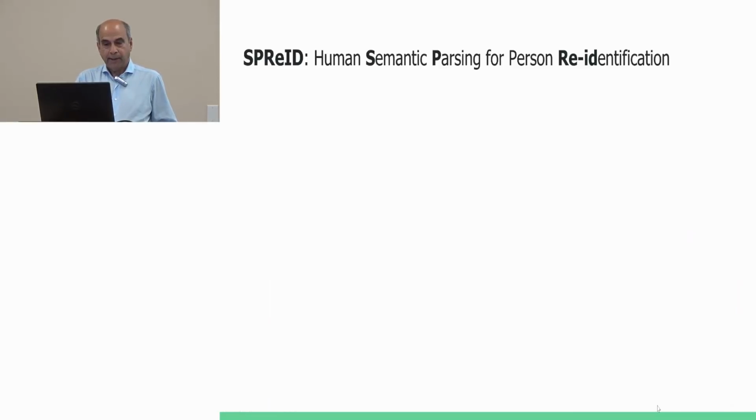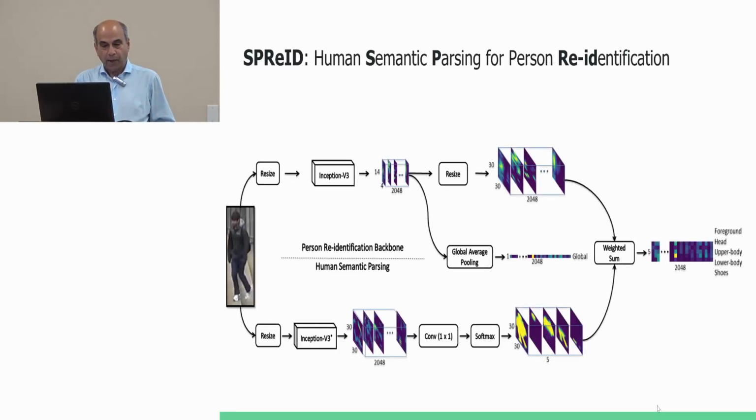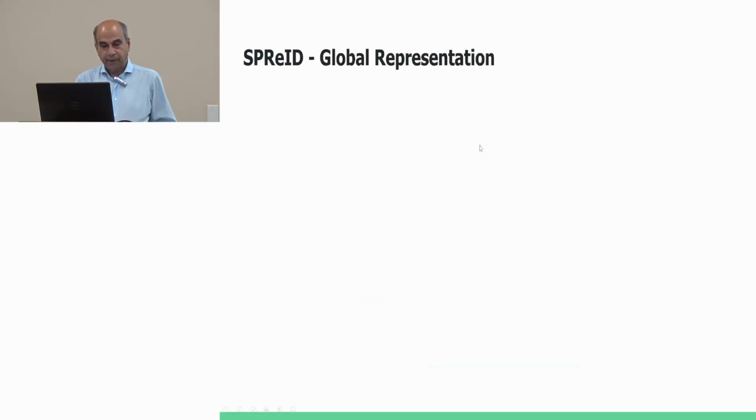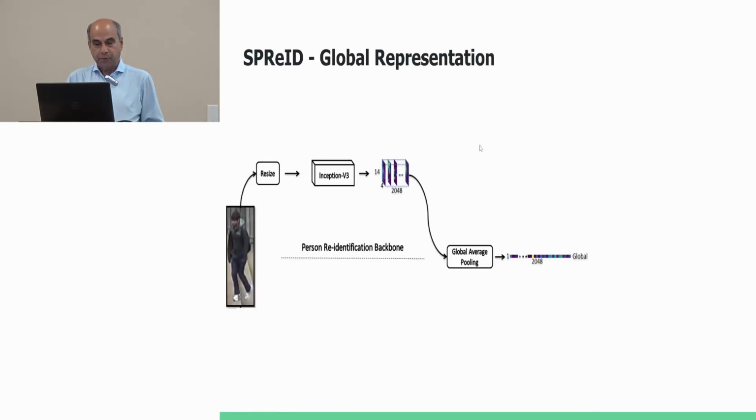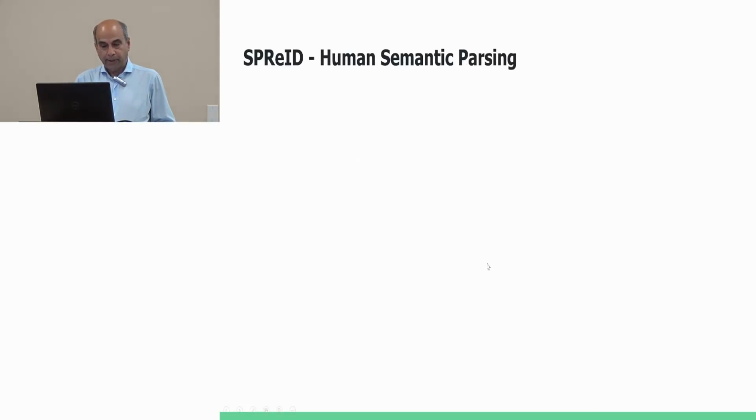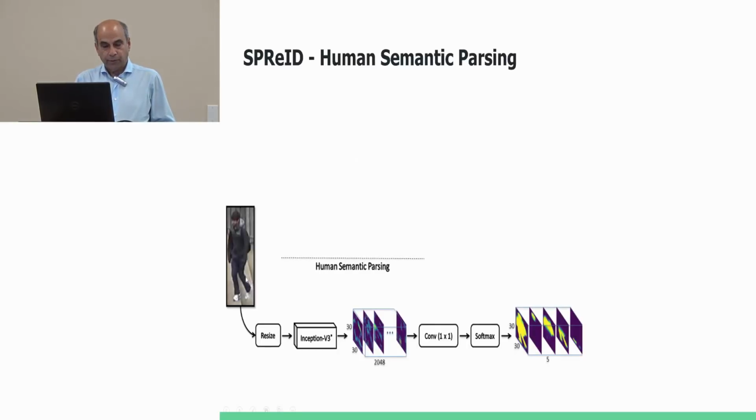So our method uses semantic segmentation of the body parts, and this is the overall method to find the features given an image of a person. We go through this process to get the feature vector. In this first part, we just compute the features using the Inception V3 model and get a feature vector of 2048 dimensions, and this uses global average pooling. Then we go through the same image and come up with a semantic segmentation of it, and we get semantic segmentation maps like this.